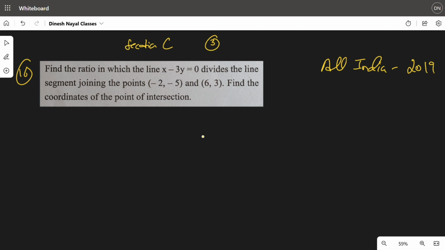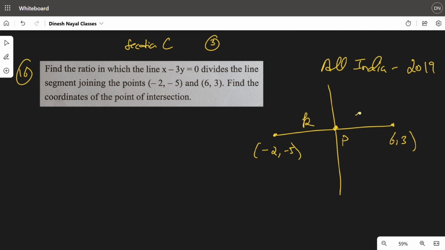So over here, you have to find the coordinates of the point of intersection. Okay, let's draw the rough diagram of the 2 points: minus 2, comma minus 5, and 6, comma 3. So this is the line. Consider this as the point P, and let the ratio be k is to 1. We have to take the ratio as k is to 1 because they haven't given any ratio, so we have to find the ratio first of all. So let this point be x comma y.